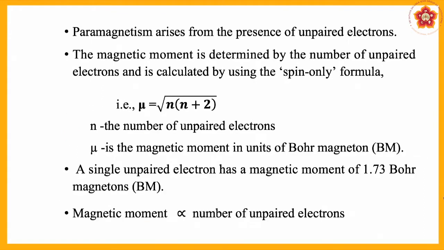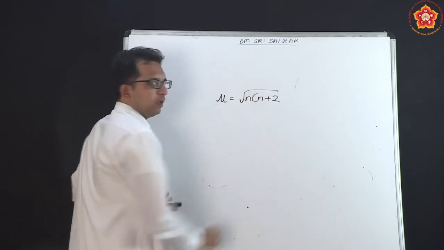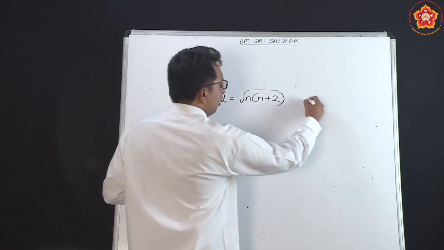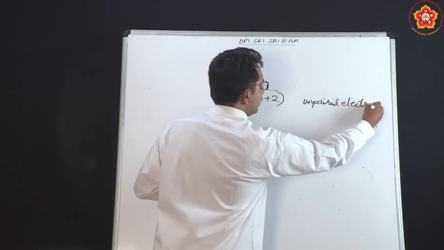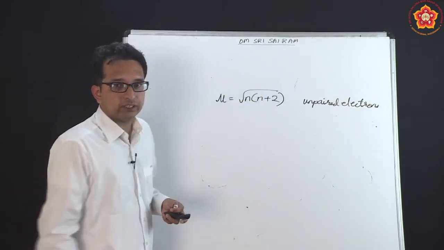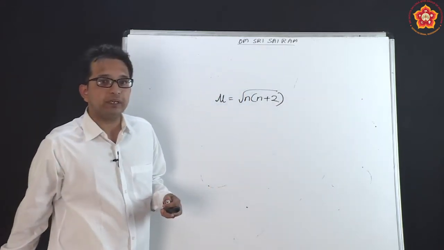That is defined by a system where a scientist named Bohr brought out a formula, which is given as mu is equal to root of n into n plus 2. The unit of that is called Bohr magneton, and what we need to understand here is what this n means and what this mu means. n indicates the number of unpaired electrons only, not the paired electrons, and that has to be very clear to us, whereas mu indicates the overall magnetic moment that is possible in a compound.